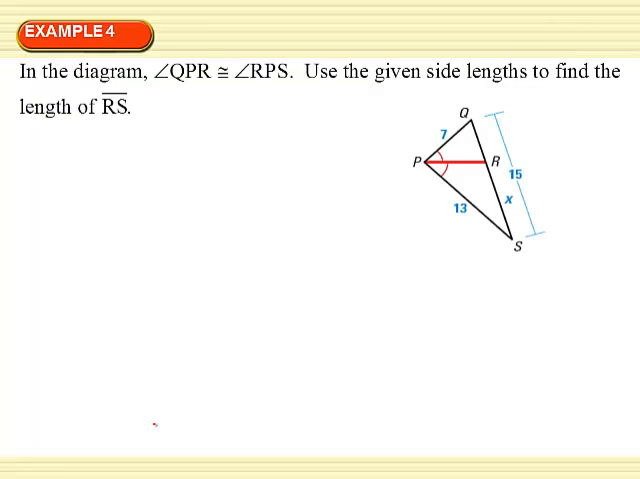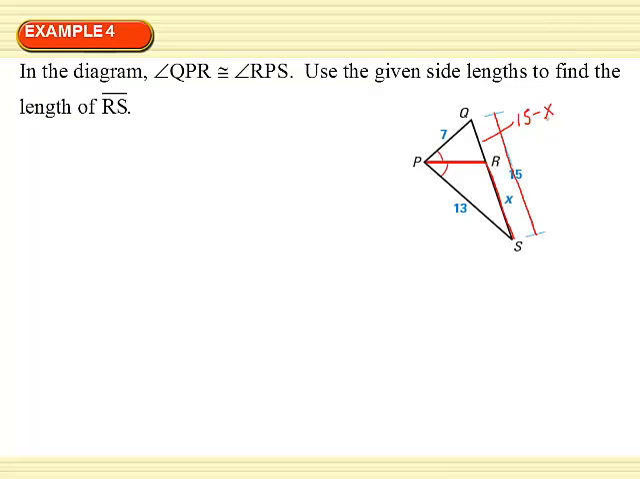Okay, so the next one in the diagram, angle QPR is congruent to angle RPS. So we know they're congruent, so that means it's going to cut the sides proportionally. Use the given side lengths to find the length of RS. I'm going to do this my specific way, the one that I thought was the quote-unquote easier way. If we know the entire length here is 15, we know just this little part here is x, we can state that this part here is 15 minus x, your total length minus the length of RS.